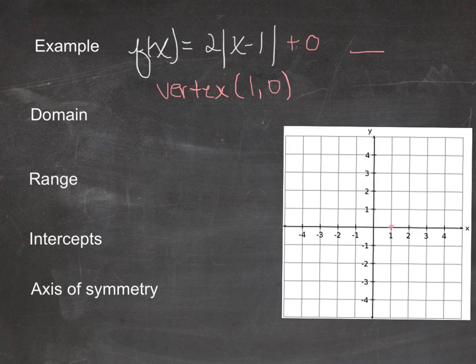And then if I want to make a little table of values to see what's happening on either side of the vertex, I can do that. So when x is 2, if I plug that in here for x, I'm going to get 2 minus 1, which is 1, times 2 is 2. So when x was 2, y was 2. And then when x is 0, if I plug that in for x again, I'll have the absolute value of negative 1 is positive 1 times 2 is also 2, which is good. So it should be symmetric again about that axis of symmetry.